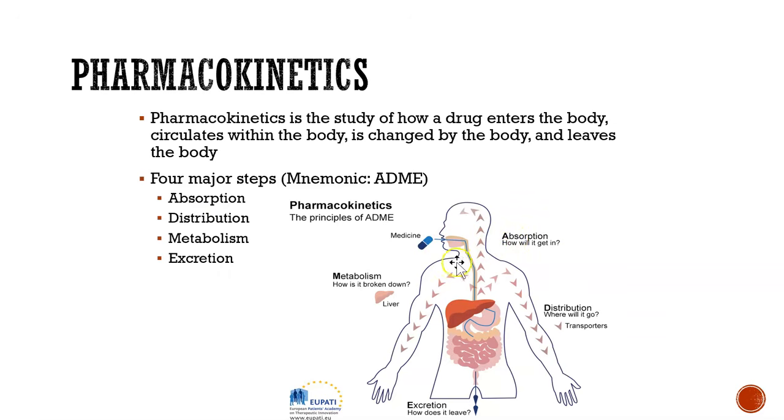Then distribution. Where does the drug go in your body? Metabolism or biotransformation, they are interchangeable words. Where is it broken down? Typically a drug is broken down in the liver, but some drugs could be broken down in the kidneys, so it depends. And then excretion, how does it leave the body? Do you pee it out? Is it urine? Is it stool? Is it saliva? Is it sweat? Is it tears? Is it milk? How is it excreted from your body?